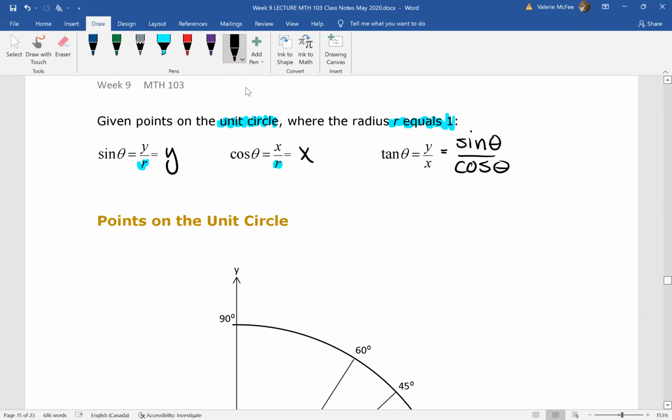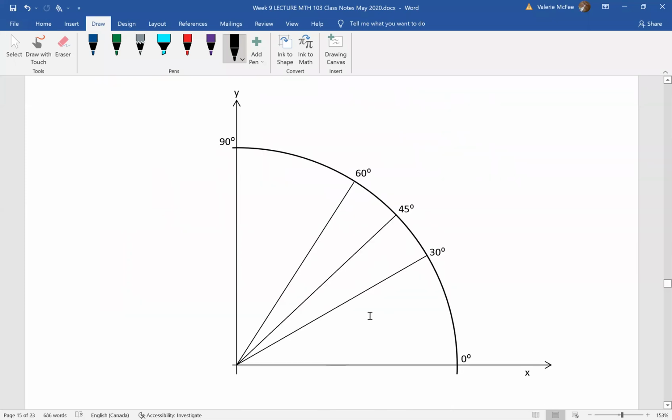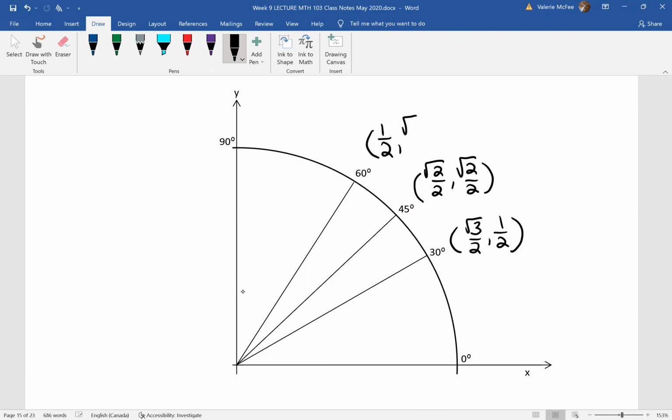Let's put those points that we drew all onto this quadrant 1 of the unit circle. So we said at 30 degrees, we had x √3 over 2 and y 1 over 2. At 45 degrees, we'll rationalize the denominator here, √2 over 2, √2 over 2. At 60 degrees, 1/2, √3 over 2. And of course, at 0 degrees, 1, 0, and at 90 degrees, 0, 1.